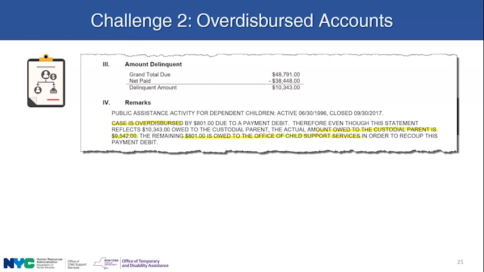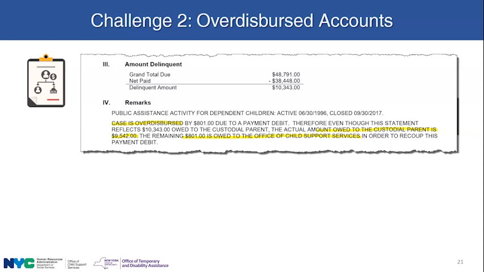What does that mean? If you're only looking at the delinquent amount of $10,000, it's going to look like that $10,000 is owed entirely to the party, the client or the DSS. But if you look in the remarks, you'll notice that because the account was over-disbursed, $801 of that total delinquent amount is actually owed to OCSS, the Office of Child Support Services, to recoup that over-disbursed payment. So the remarks will clarify that even though this account statement shows $10,000 is owed to the custodial parent, actually only $9,500 is owed to the custodial parent, and the remaining balance is owed to the Office of Child Support to recoup money that was over-disbursed.